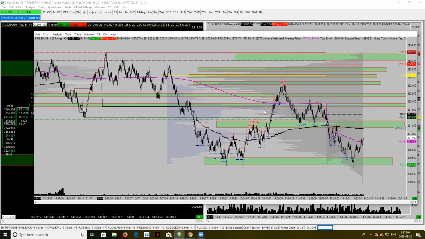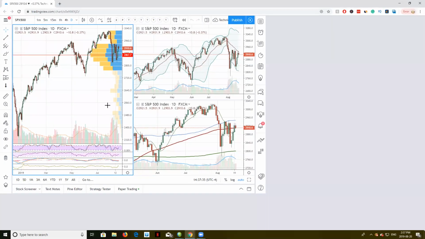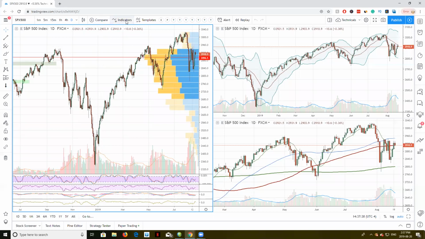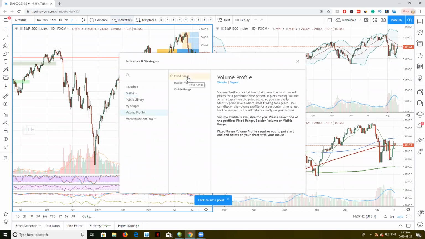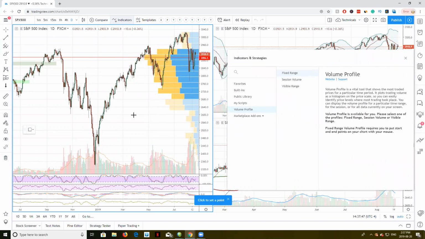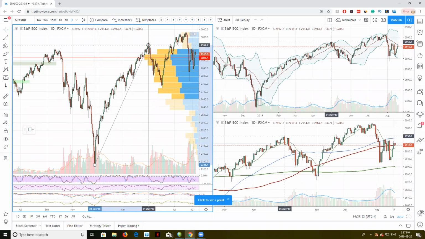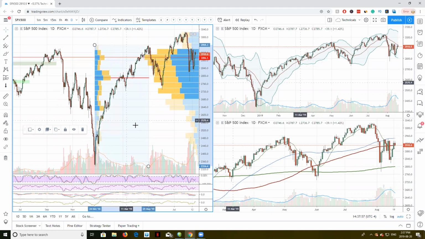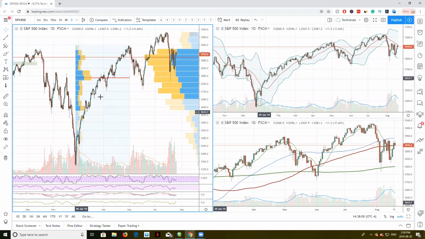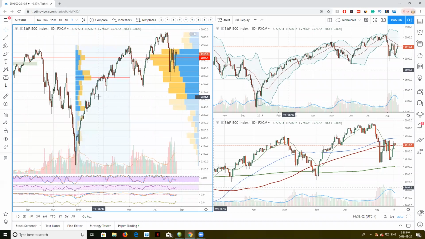Now, you can draw this on TradingView as well pretty easily. So if we bring this down, what I like to do on TradingView is an indicator actually called the fixed range. What's great about the fixed range is that you can grab a range at which the volume profile is shaped. So if I grab this low, grab it to this high, from December 24th all the way to May 1st, it'll draw a pretty neat volume profile based on that session.